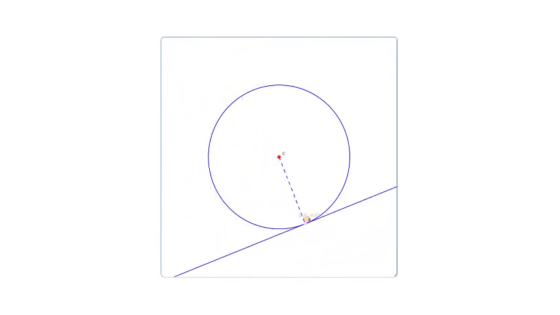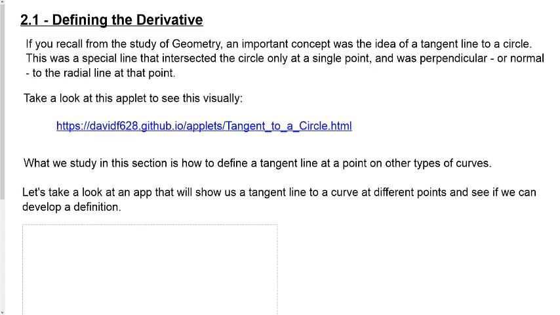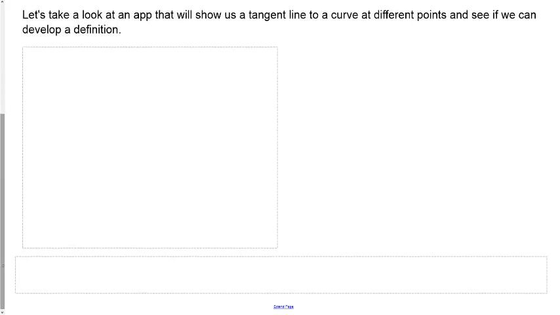And the question is, if it works that way for a circle, can we do this for any curve? Can we find some tangent line to any particular curve? That's our goal in this particular section, trying to define a tangent to any curve on a graph. So let's take a look at a different app, this time one that's going to show us a tangent line at different points on any curve. Let's see if we can develop a definition for a tangent line to any other curve rather than just a circle.